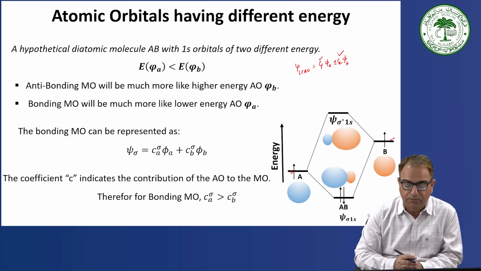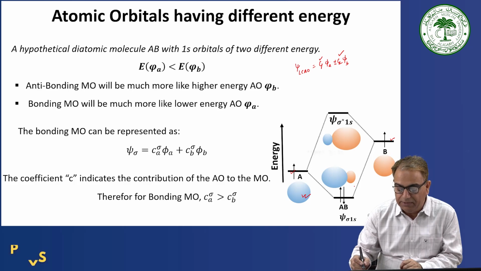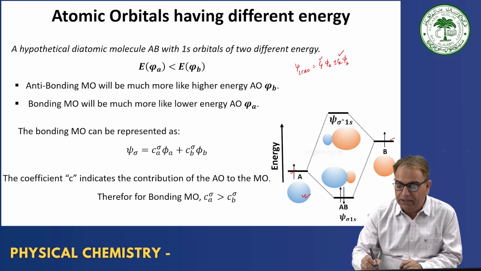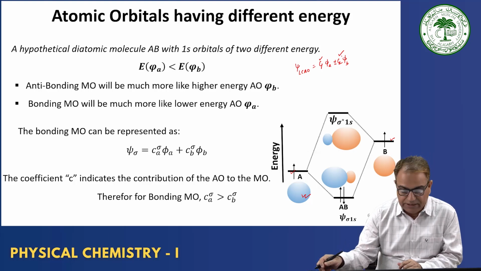In case of bonding molecular orbital, it will be something else. In case of anti-bonding molecular orbital, it will be something else. If A contributes more to the bonding molecular orbital, then for the bonding molecular orbital, the C1 value will be higher and the C2 value will be lower. In case of anti-bonding molecular orbital, B contributes more, so C2 will be more and C1 will be lower. Let's see what it is.